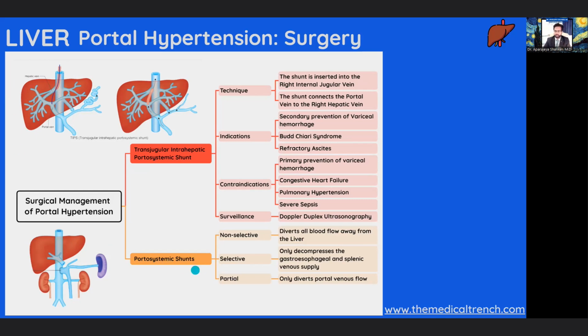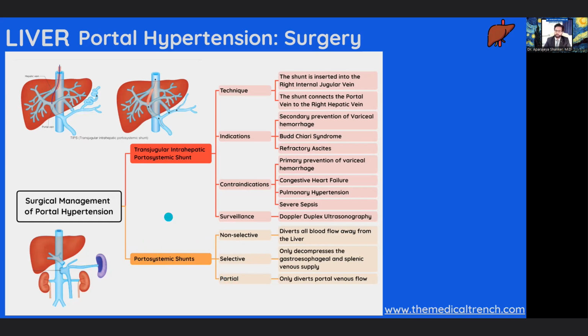Now, you have portosystemic shunts. We are not going to go into the depth of portosystemic shunts, but they do the same thing, except that instead of using a material like PTFE, for example, or a metal shunt, we just directly dissect the splenorenal vein or the superior mesenteric vein or the portal vein itself, and then we just redirect it and connect it directly into the inferior vena cava.